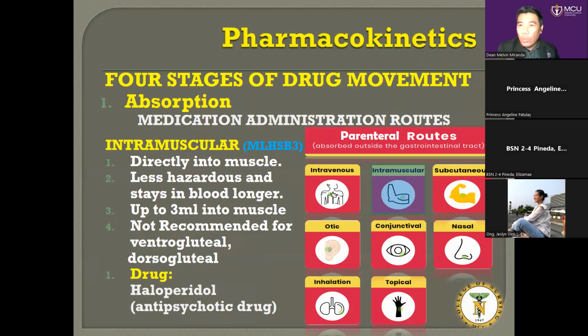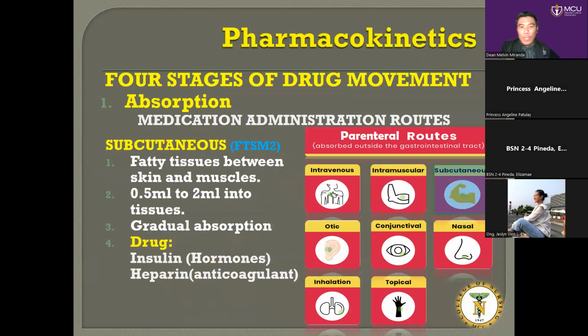Again, in pharmacology, you don't need to memorize all of these drugs. But for you to be oriented with suffixes, I will soon introduce how to know and classify drugs according to suffixes. Now, let's proceed, other than the intramuscular, we have the subcutaneous. Subcutaneous drugs are administered FTSM2. What do you mean by FTSM2? FT, the drugs are administered in fatty tissues between the skin and muscle.